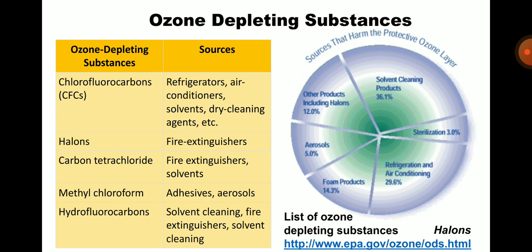Once again, this is a repetition as such, and the list of ozone depleting substances in the form of a pie graph is mentioned here, which is as follows. In percentages: solvent cleaning products 36.1%, sterilization 3%, refrigeration and air conditioning 29.6%, foam products 14.3%, aerosols 5%, and other products including halons 12%. So, the sources that harm the protective ozone layer are the ones which I just mentioned.